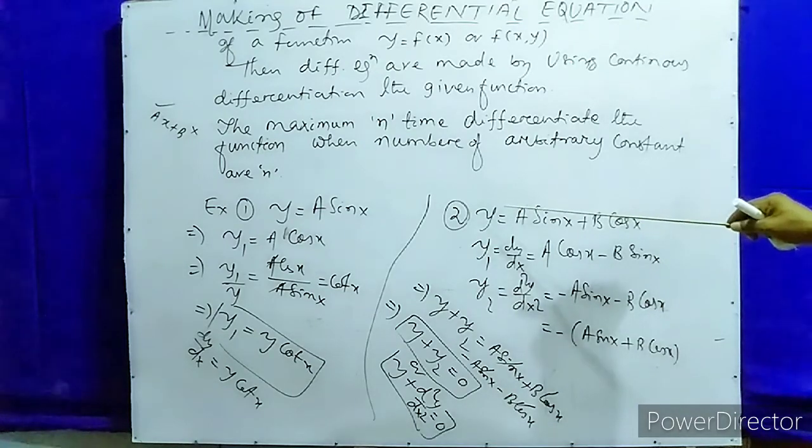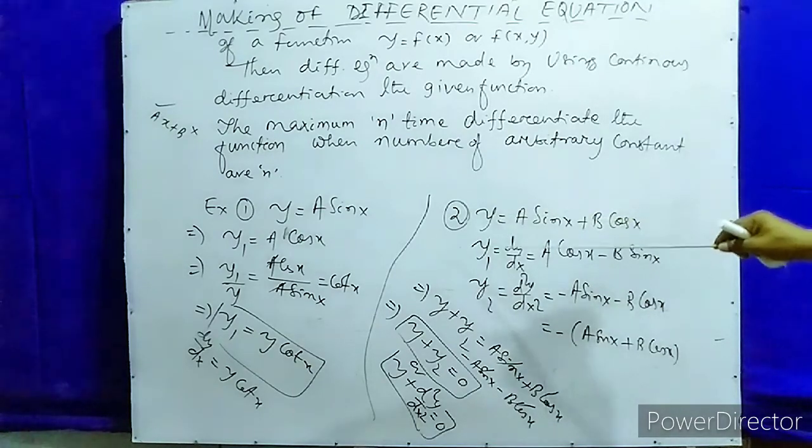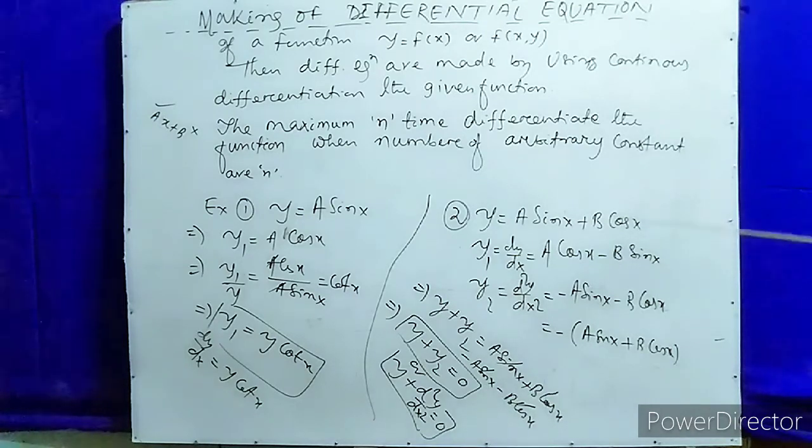So the first time when you differentiate this, the derivative y1, or dy by dx, is equal to a constant times the derivative of sin x, which is cos x, plus b constant times the derivative of cos x, which is minus sin x. Again you differentiate it: y2, equal to d square y by dx square, means you differentiate the second time. Here a constant times the derivative of cos x, minus sin x, and b constant times the derivative of minus sin x, which is minus cos x. I take minus common, or otherwise you write this.